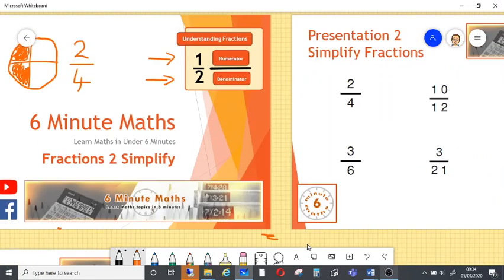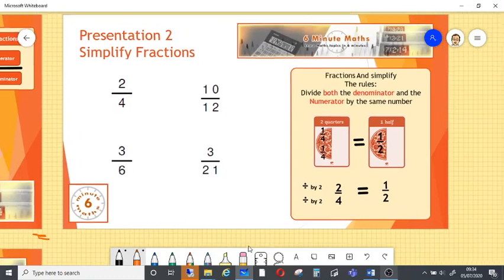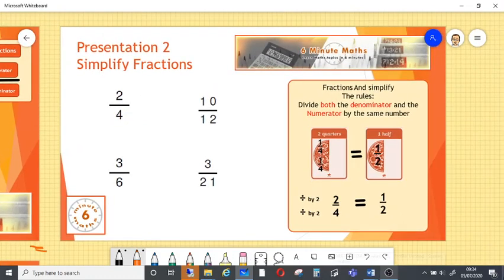Let's have a look at simplifying fractions. So, you see the example on the left there. The formula that we need to understand is this here. We divide both the denominator, which is the bottom number, and the numerator, which is the top number, by the same number. And if you just look at the diagram here, 2 quarters is the same as a half. It's exactly the same shape, yeah? They're just cut into different pieces.